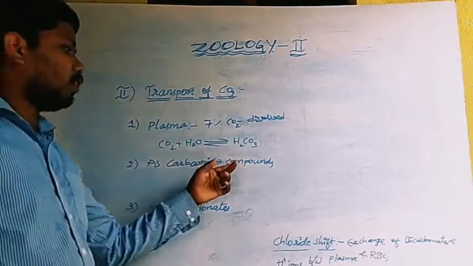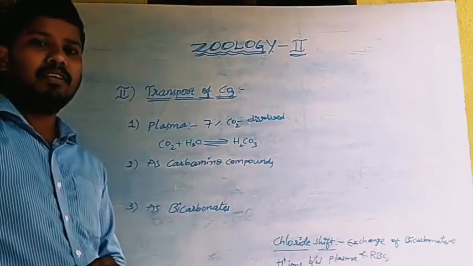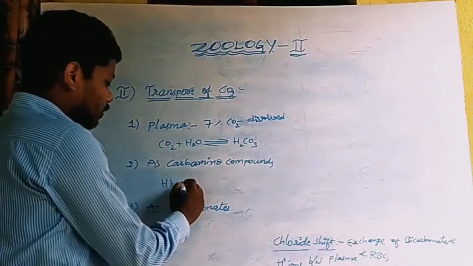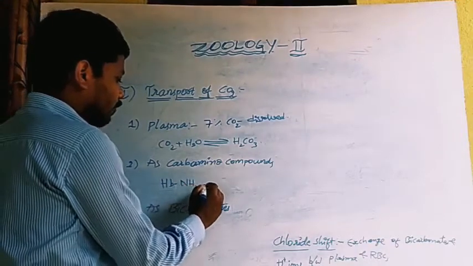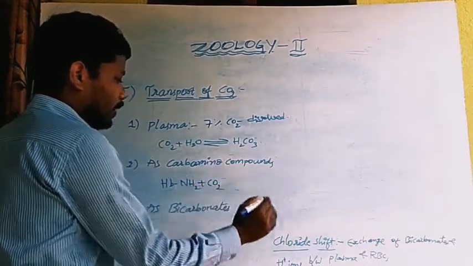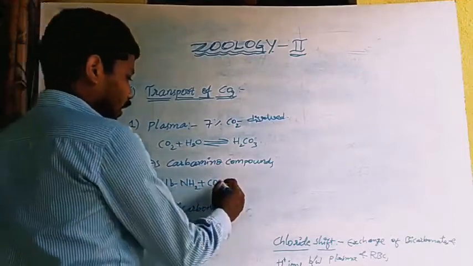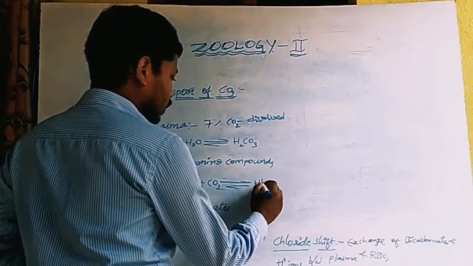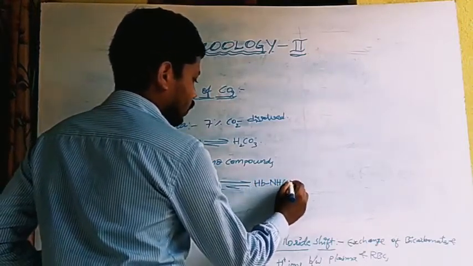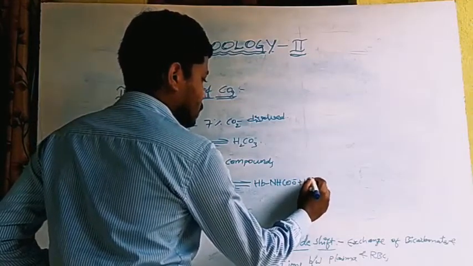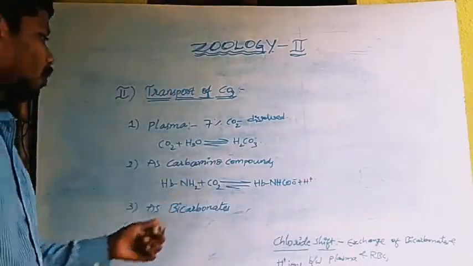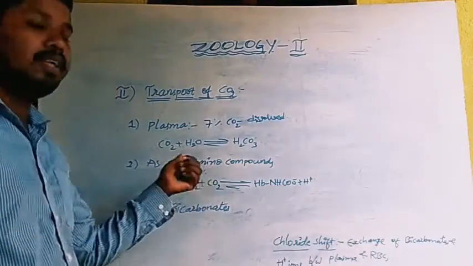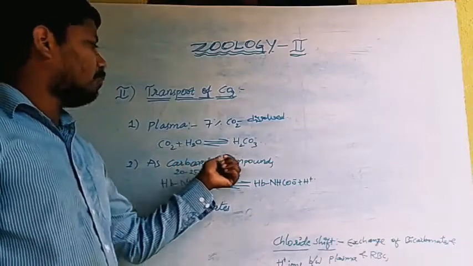Next one, carbamino compounds. Here carbon dioxide directly combines with the amino group of hemoglobin and forms carbamino hemoglobin. About 20 to 25% of carbon dioxide is transported as carbamino compounds.